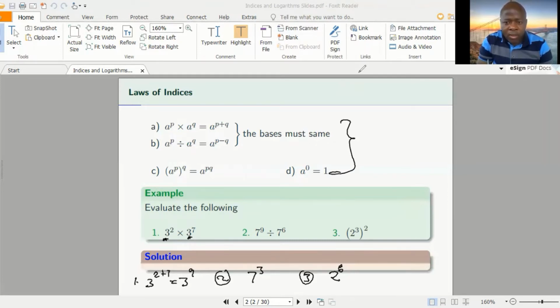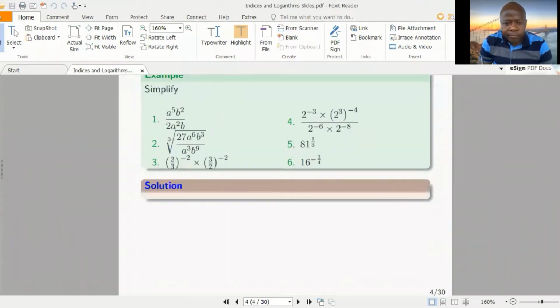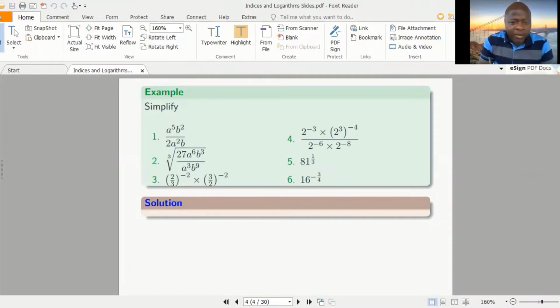Now, let's look at the next part. I just want to look at this example. Just a minute. The example says simplify this. So let's just do the first question, our solution, and we're using the laws of indices.